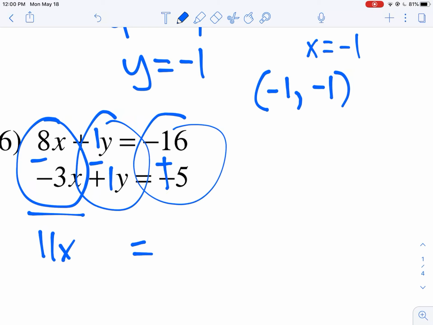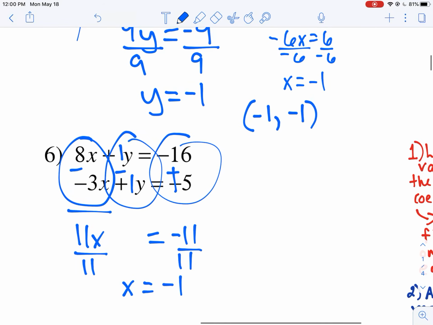It's going to make it positive. Negative 16 plus 5 gives me negative 11. It works out in our favor because we divide each side by 11. We get x equals negative 1. For the examples you're going to be doing today, you're going to be getting whole numbers. You shouldn't be getting fractions. If you are, go back and check your work.